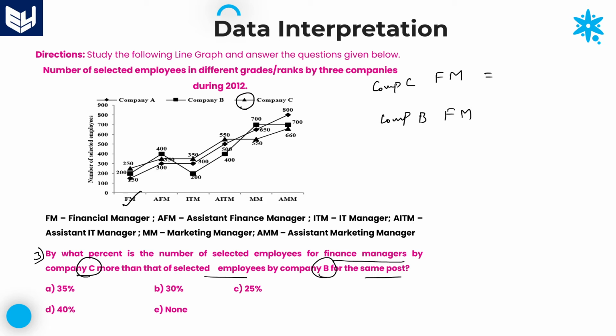Company C is triangle shape, that is here you will be having triangle shape value as 250. That is equal to 250. Number of selected employees for company C finance managers. Similarly, company B finance managers, company B is a square shape, right? In this square shape value is 200. Therefore, company B finance manager value is 200.